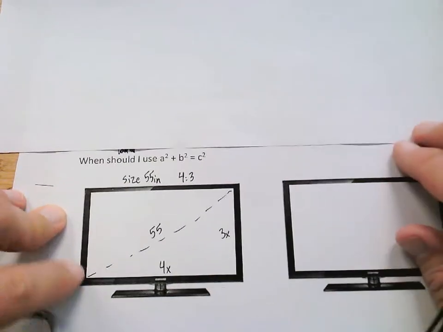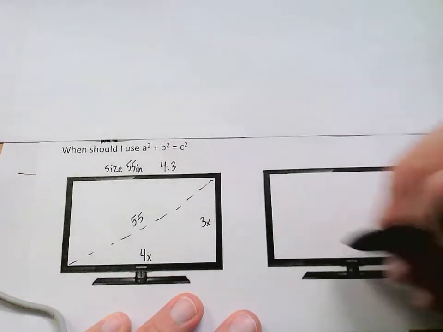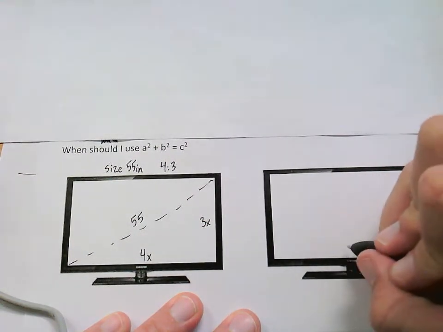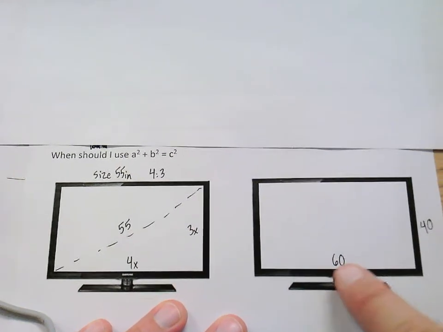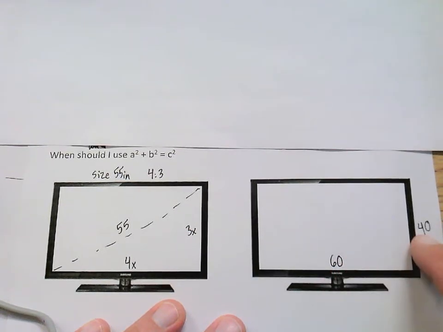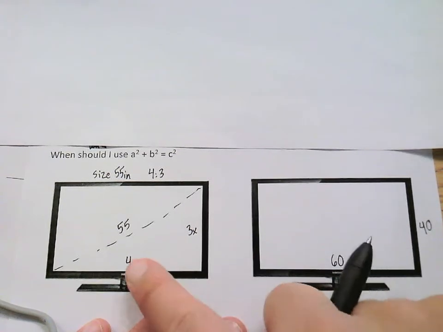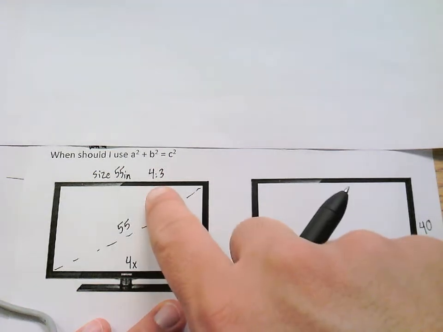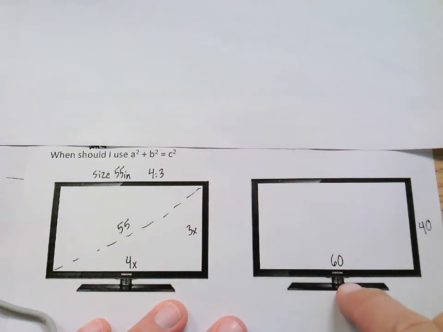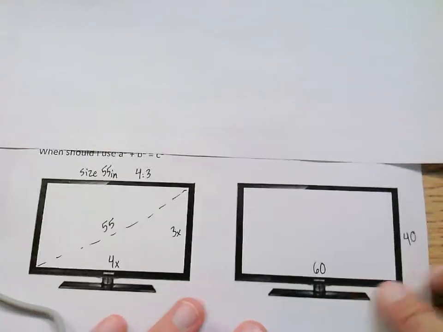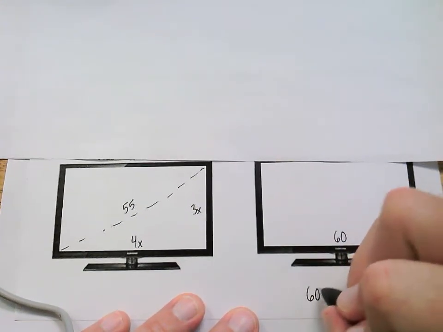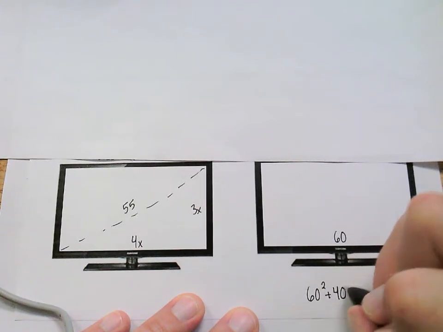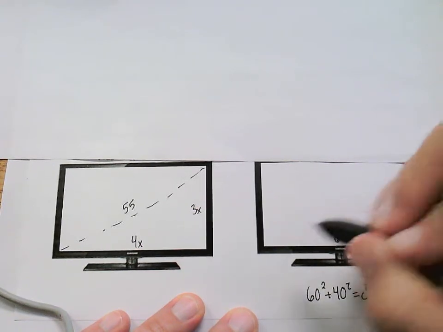But if I ever give you a situation where the width is, again, making this up, 60, and the height is 40, I already know what my width and height is. So I don't need to do this whole 4x and 3x. Here I didn't know. Here I do know. So this is going to be, I'll just write it up underneath, 60 squared plus 40 squared is equal to c squared.